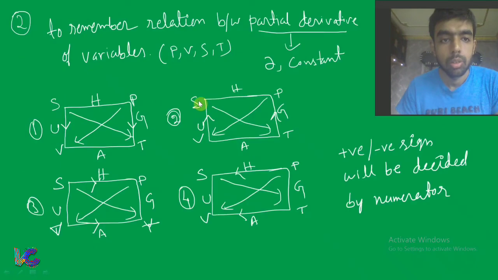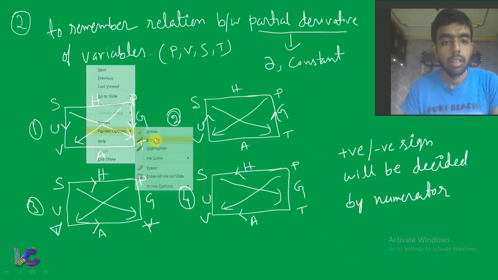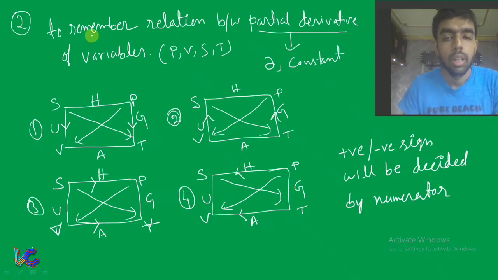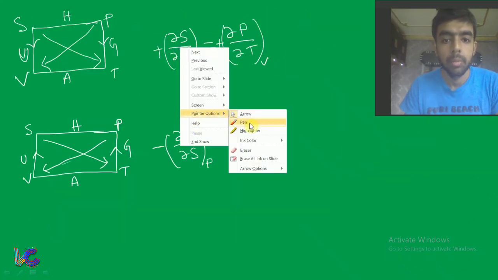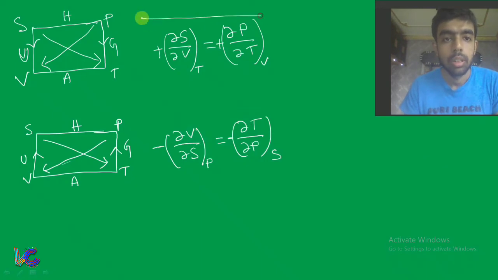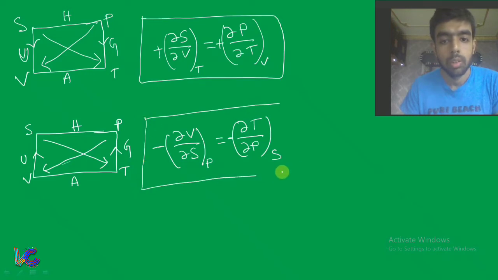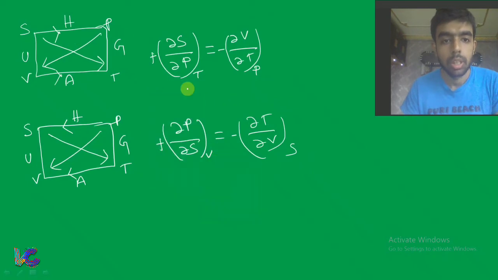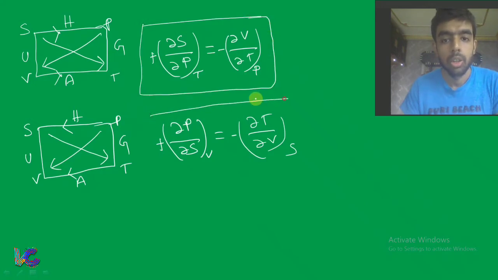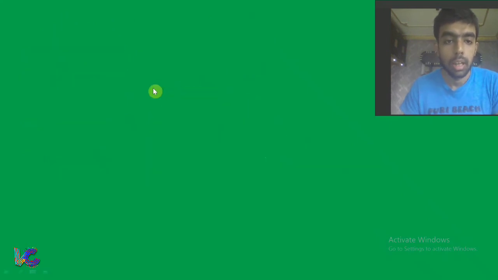So the second application of the Born thermodynamic square helps us to remember the relations between partial derivatives of variables. These are the four partial derivatives which will be very useful in our study of thermodynamics, and we get them from the Born thermodynamic square. So far we have read two applications. Now we will see the other two.